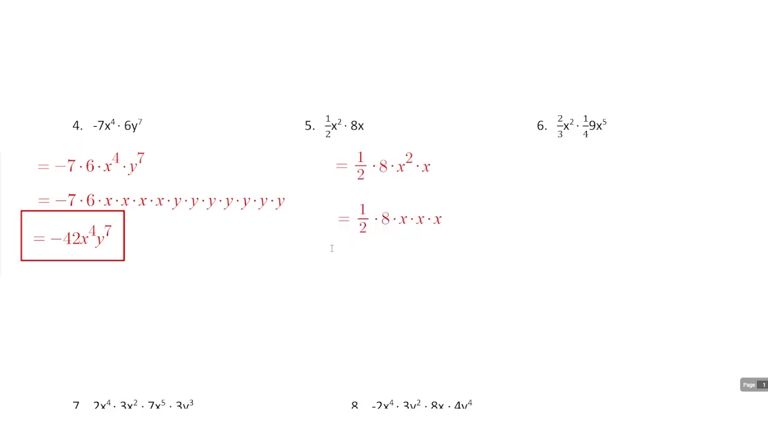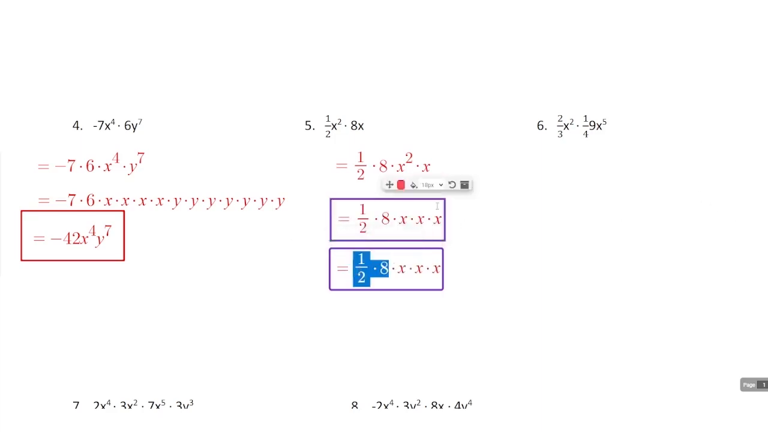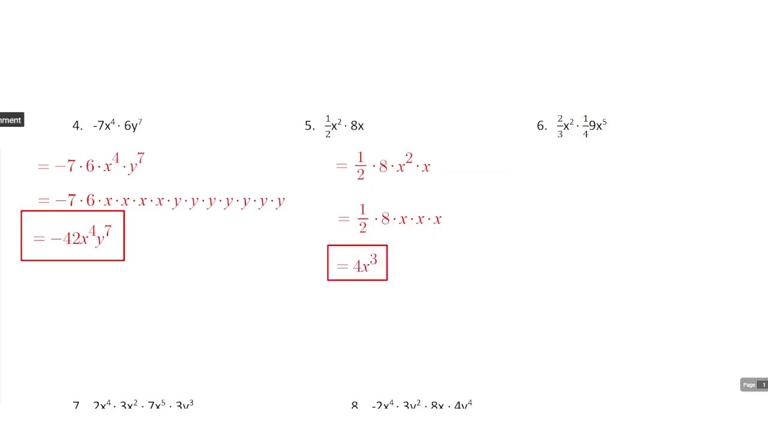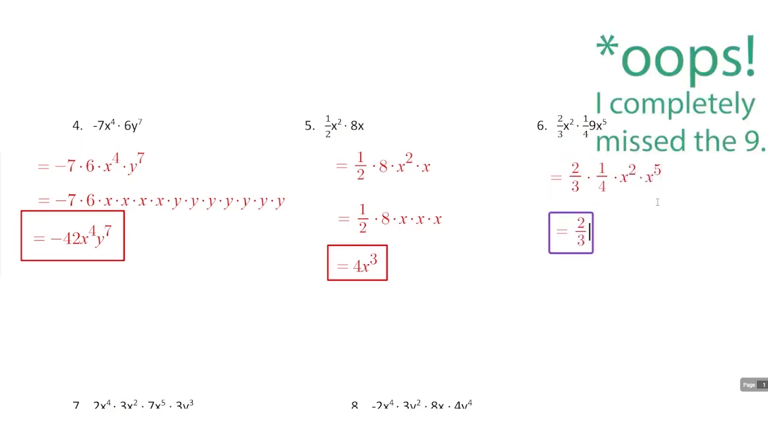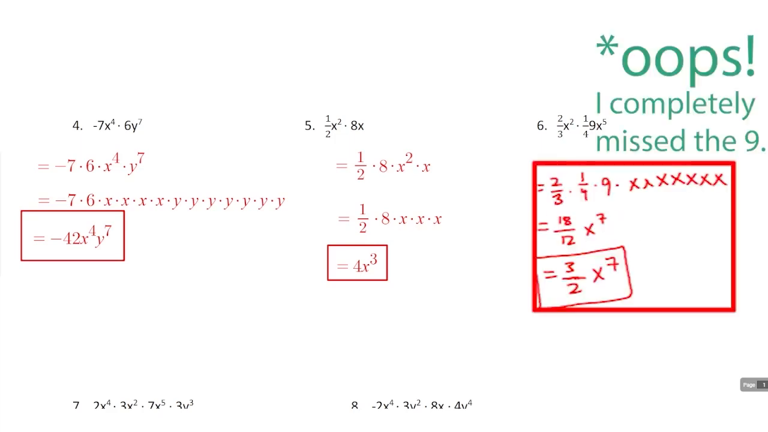So 1/2 of 8 is 4, and then x times x times x, that's 3 x's, so we get x cubed. Number 6, first I'm going to regroup 2/3 times 1/4. We're going to have to do a little fraction multiplication here, it looks like, times x squared times x to the 5th. So 2/3 times 1/4. I'm just going to leave that there for now.